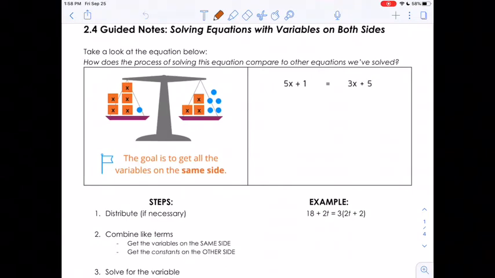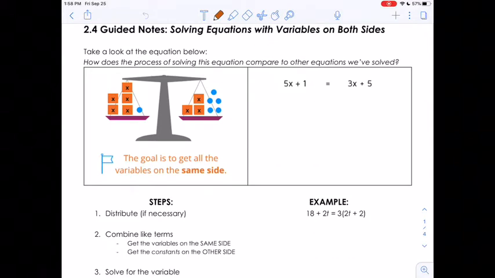First we're going to take a look at the equation below, and we want to consider how the process of solving this equation compares to the other equations we've solved. Like I said, we've been working with solving equations, but we've just been adding layers of complexity each week that we've been solving equations.